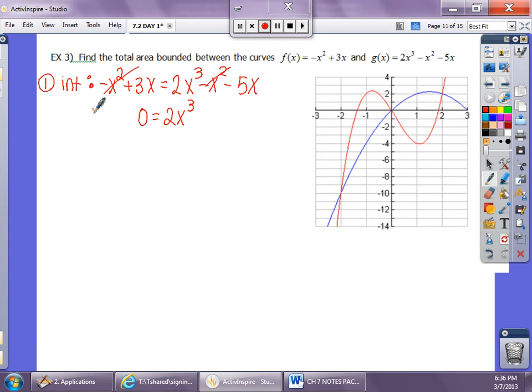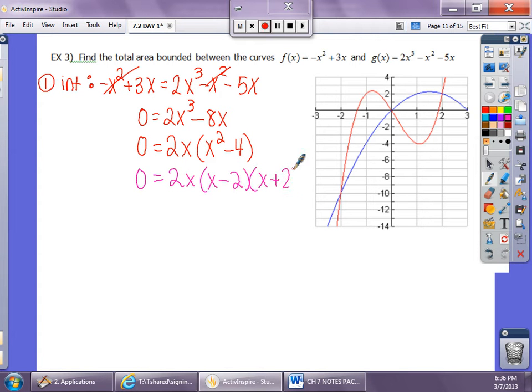X squared will cancel, and then I'll have minus 8x. I'm going to factor out the 2x, and I get x squared minus 4. If you guys could factor that out completely, you should realize that now you have 2x times x minus 2, and then x plus 2. So there's a total of 3 intersections. They are 0, positive 2, and negative 2.